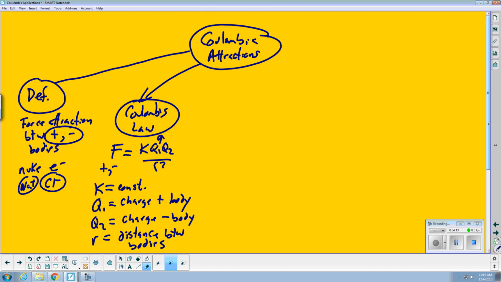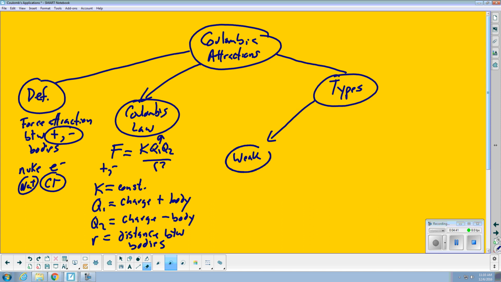Now, where do I see it showing up in the AP curriculum? I think it shows up in two broad places. There are two types of Coulombic attractions that I experience in chemistry. You can break this down another way if you wish, but I kind of like it this way. I'm going to call them weak Coulombic attractions and strong Coulombic attractions. This works out real neat for me, and you might like it as well.